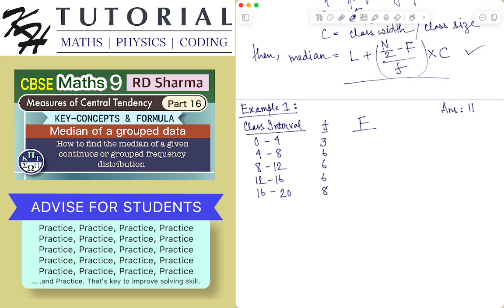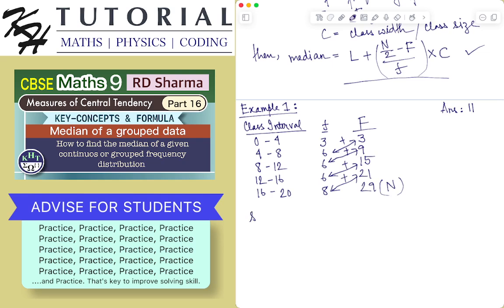So this is 3. Then I will add 6 and 3, and I will have 9, and then I will add 9 and again 6. I will have 15. Then I will add 15 and 6. I will have 21, and finally I will add 21 and 8, which is 29. So n is 29. So the total number of observations in the given grouped data is 29.